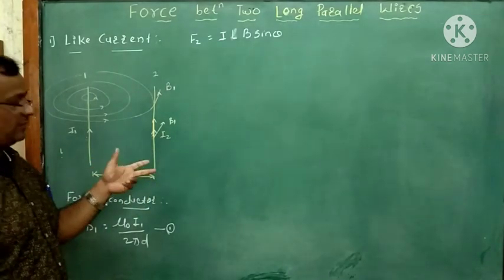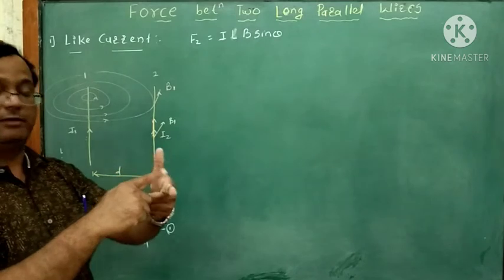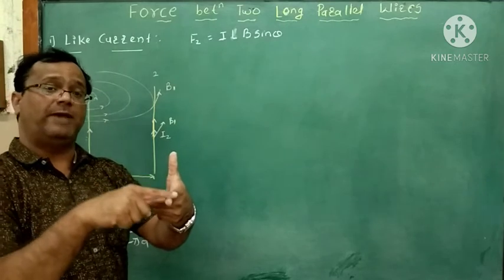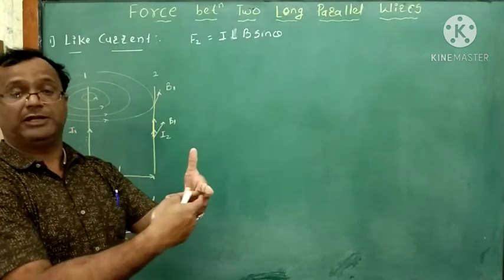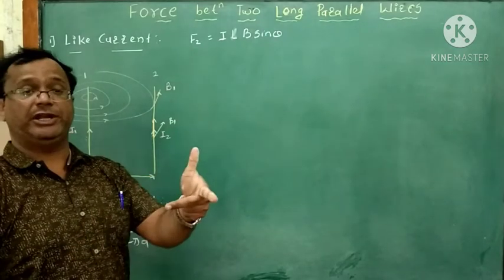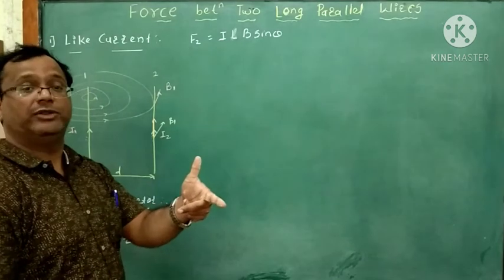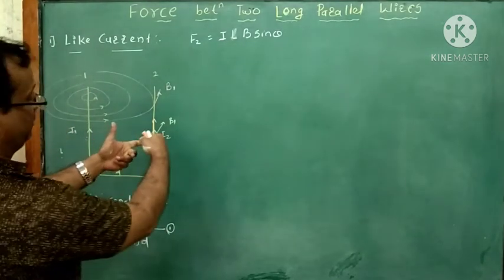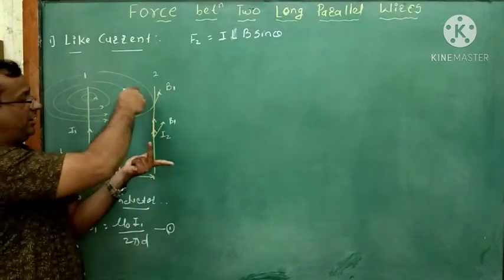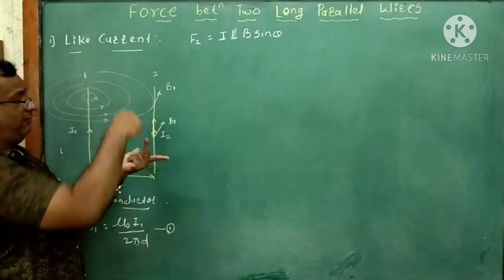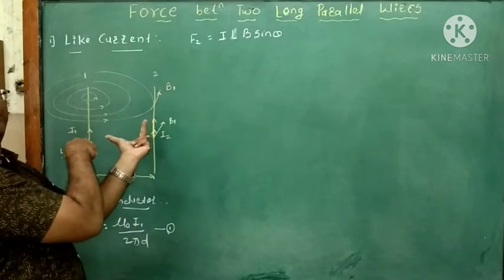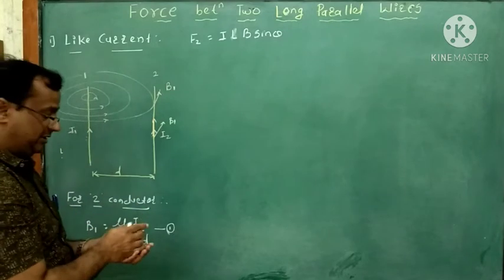See here. In the left hand rule, what do we get? The first finger of the left hand indicates the direction of magnetic field. Then the second finger, that is the middle finger, represents the direction of flow of current. Then the outstretched thumb indicates the direction of force acting on that conductor. Now this finger represents the direction of magnetic field, right? Then the middle finger indicates the direction of flow of current. Then the outstretched thumb indicates the direction of force acting on the second conductor.